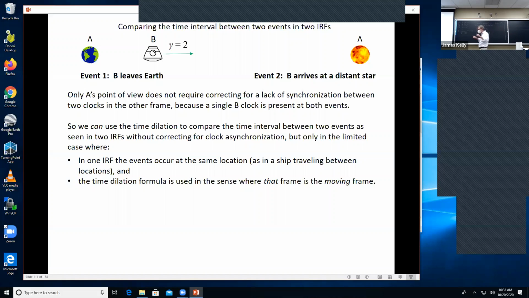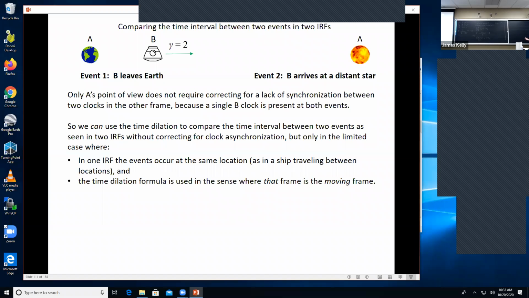The two events we're concerned with occurred at the same location. And there's one clock that's present at both those events. And so we don't need to worry about comparing the reading of two different clocks. And therefore, the asynchronization doesn't matter. Okay, so we've got to have one clock that's present at the two events if we want to apply the time dilation formula naively. And the time dilation formula has to be used in the sense where that clock that's present at both events is the moving frame.